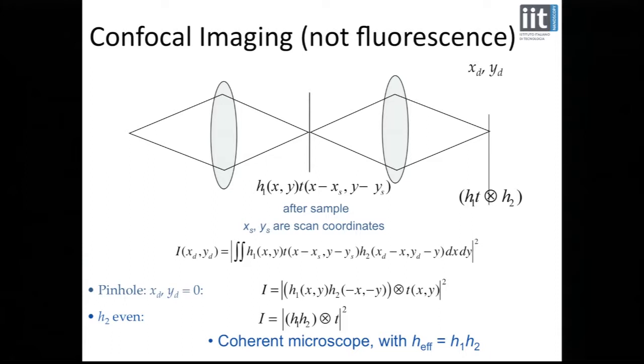We have the amplitude here, and this is a point source. We get the point spread function of the first lens, H1, here. This is then multiplied by the transmission of the object, which is placed here. But this is actually shifted: XS, YS is a scan coordinate. We're moving the sample relative to this focus spot. Then this is imaged again by a second lens, and we get H1 T convolved with the point spread function of the second lens.